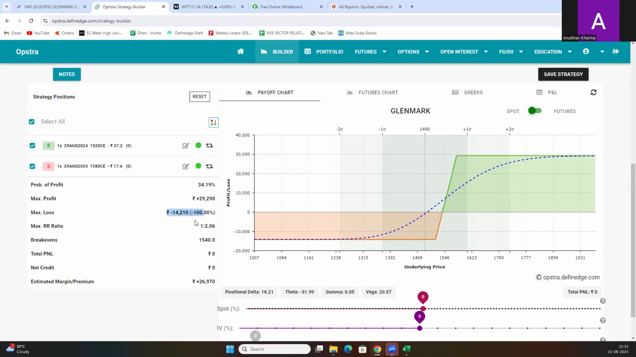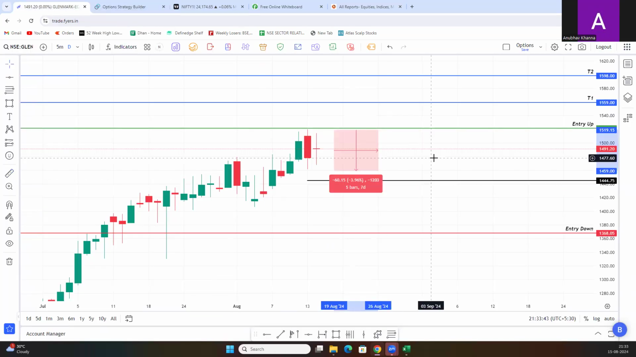So 4,000 per lot, let's say if I'm doing it per lot, so 4,000 per lot is my limit, or 5,000 maximum is my limit in a particular trade. So that's fine to accept the stop loss, but I will not wait till.